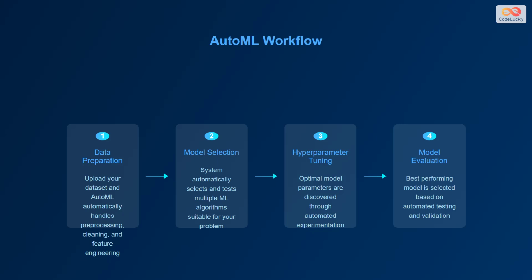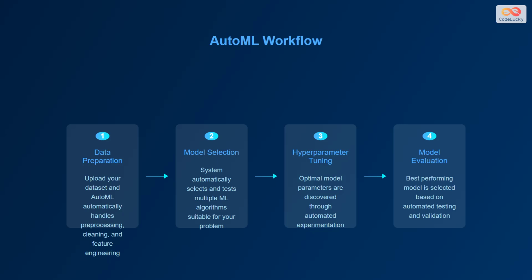Let's walk through a typical AutoML workflow. Step 1 is data preparation. Upload your dataset and AutoML will automatically handle pre-processing, cleaning, and feature engineering. Step 2 involves model selection. The system automatically selects and tests multiple machine learning algorithms suitable for your problem.